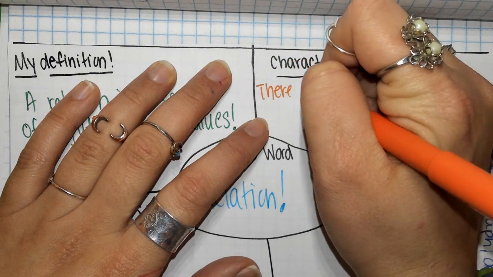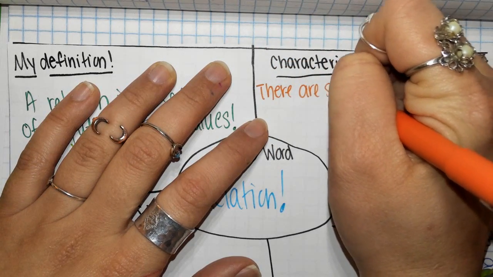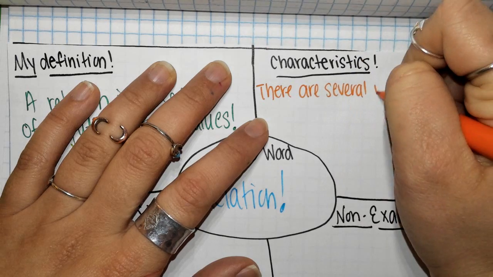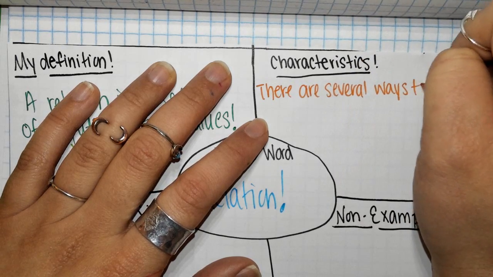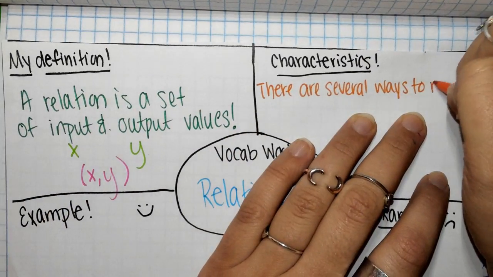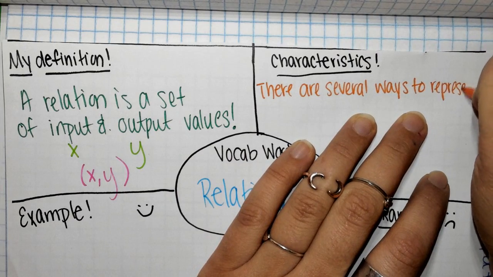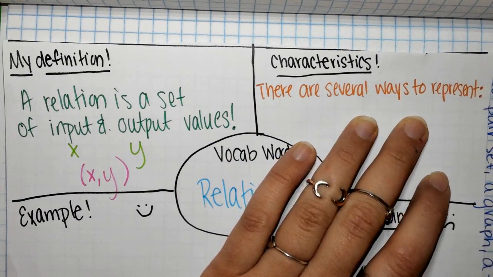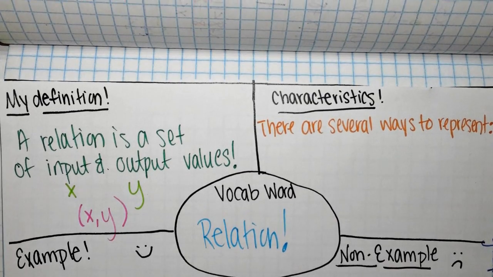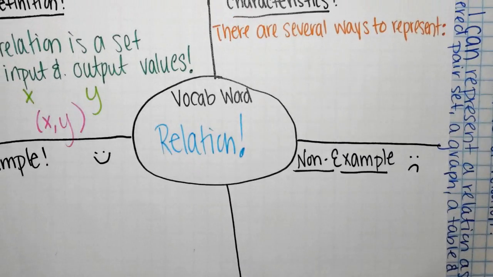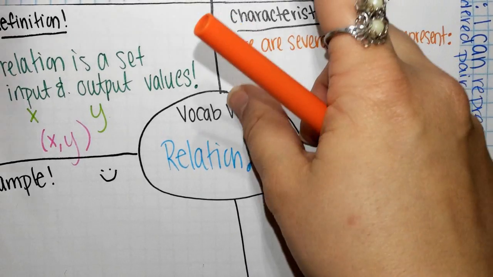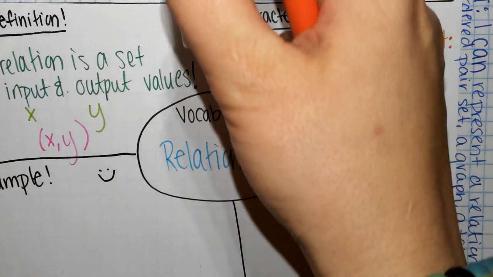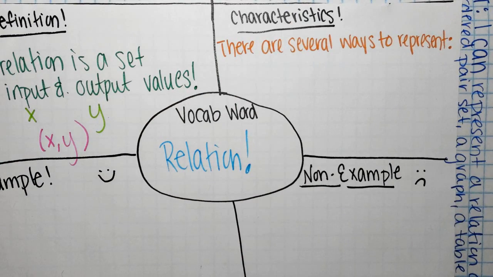There are several ways to represent. So these are the characteristics. The characteristics are the way you represent your relation, and we're going to talk about 4 specific ones today, but we're going to write down several of them.